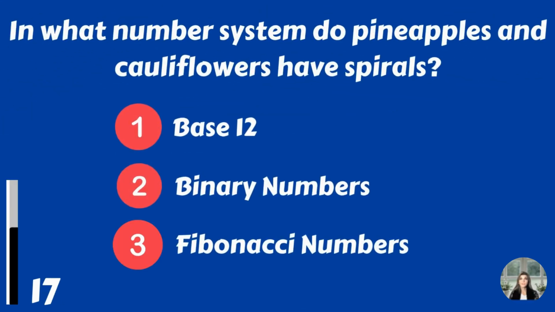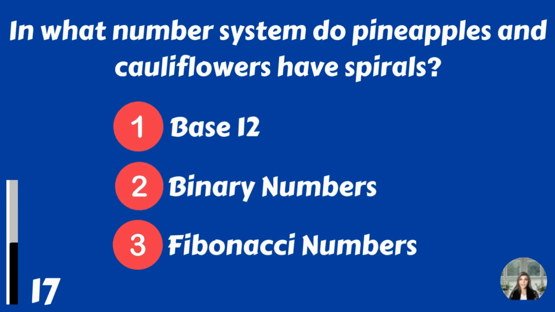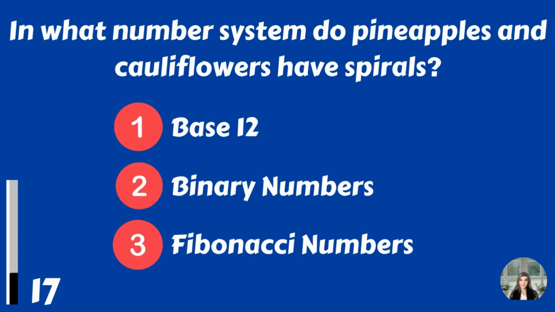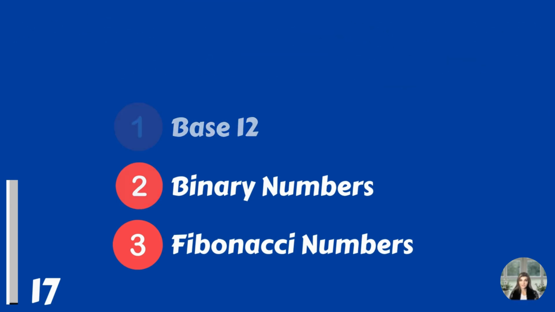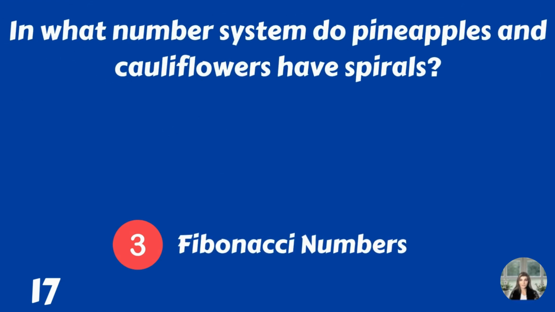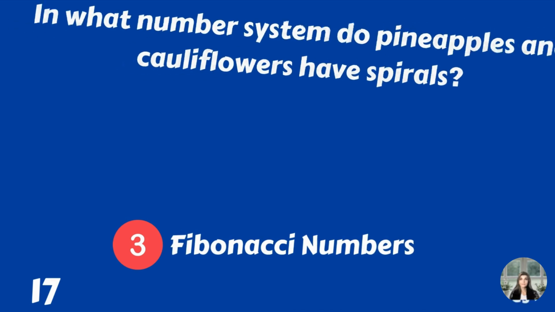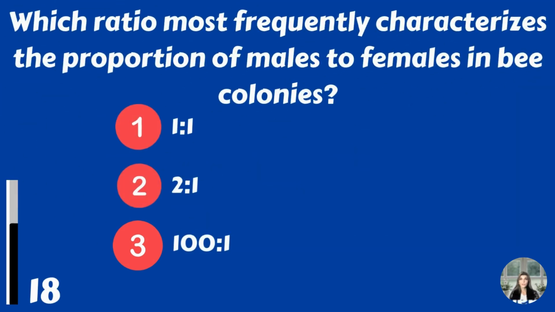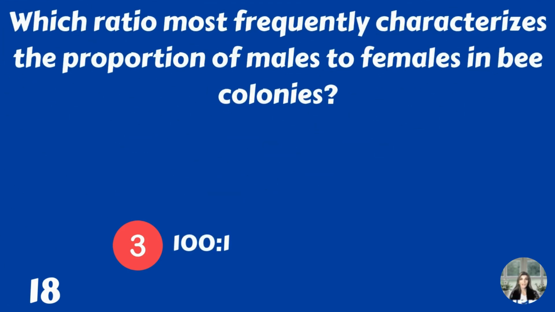In what number system do pineapples and cauliflowers have spirals? Base 12, binary numbers, or Fibonacci numbers? Fibonacci numbers. Which ratio most frequently characterizes the proportion of males to females in bee colonies? 1:1, 2:1, or 100:1? 100:1.